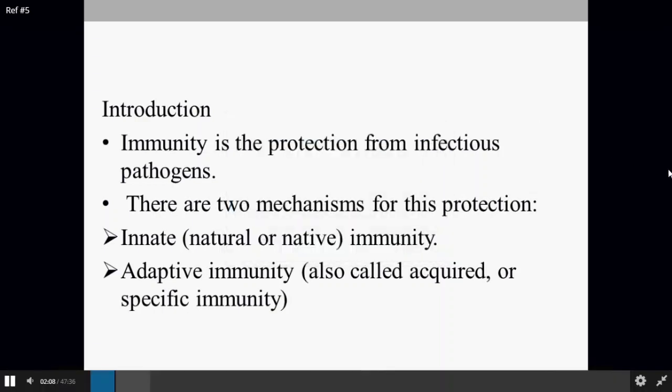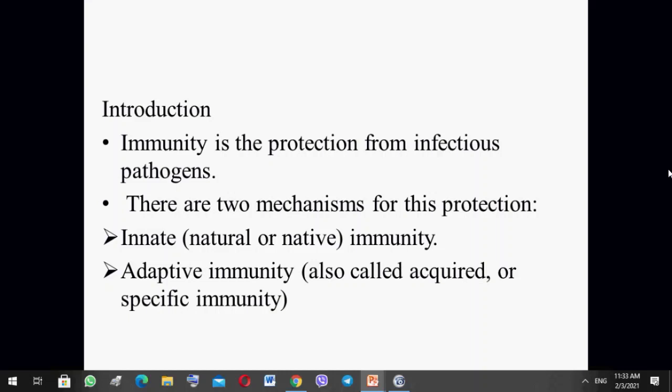So, at first, what is the immune system? The immune system is the protection from infectious pathogens. So, this system is designed to protect our body from any foreigners to our body. For example, infectious agents, foreign materials, malignant tumors, anything that is foreign to our body, we have an immune system that protects our body from them.